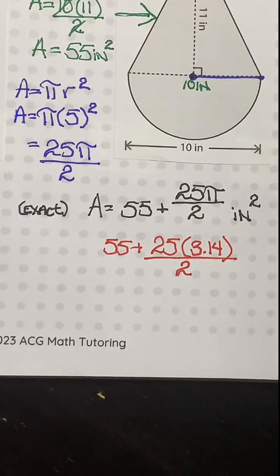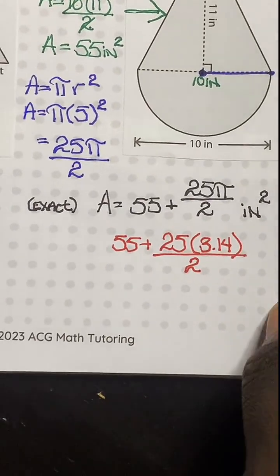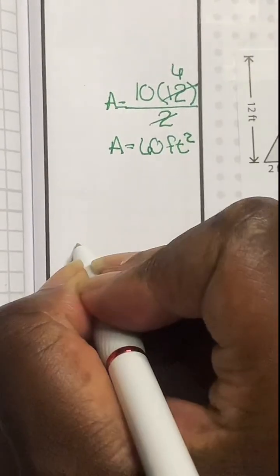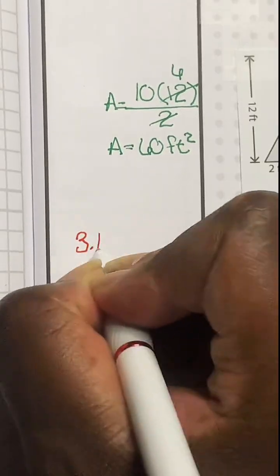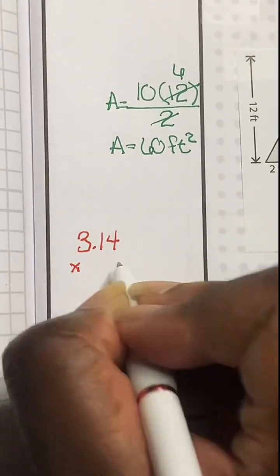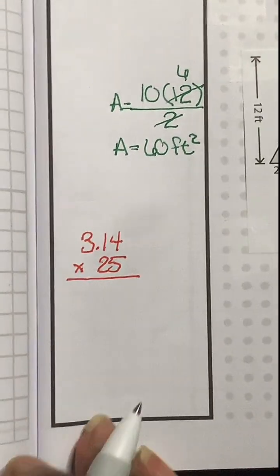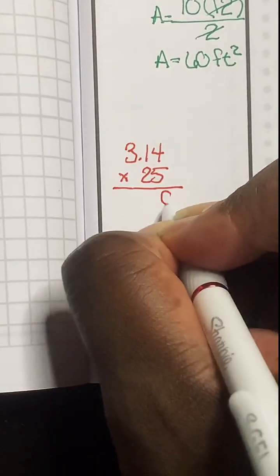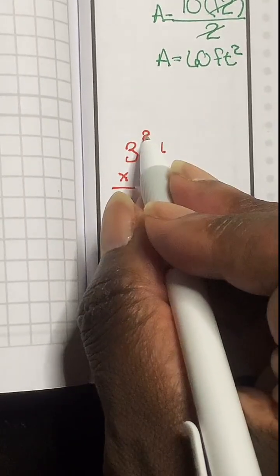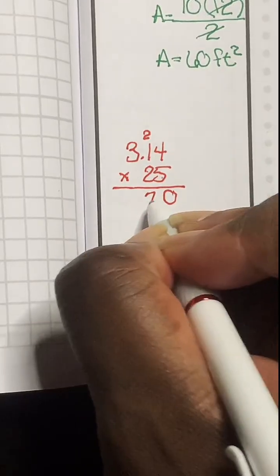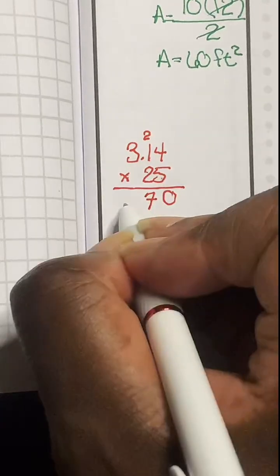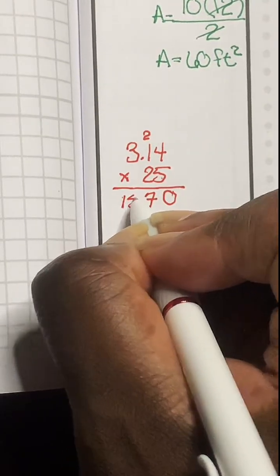Okay, so this is when you're going to have to do your multiplication off to the side. So we have our 3.14 times 25. I know there's an X there. I know. Okay, bringing back the old school. 4 and 5, that gives me 20. Carry the 2. 5 times 1 gives me 5 plus 2, 7. 5 times 3 gives me 15.